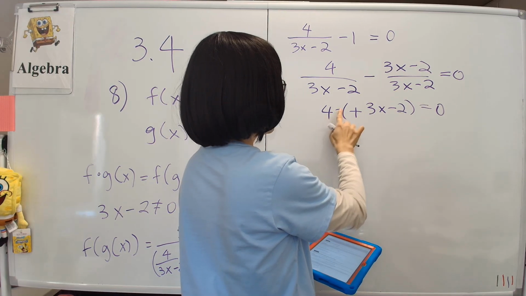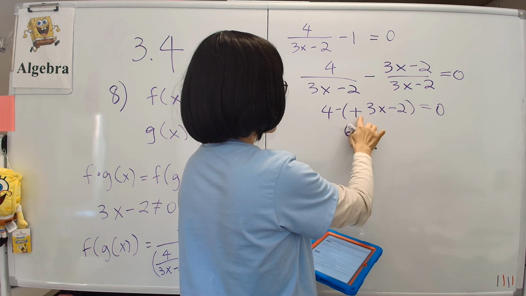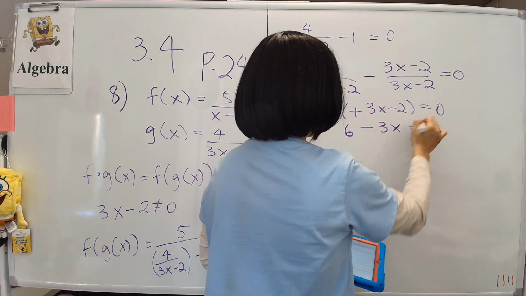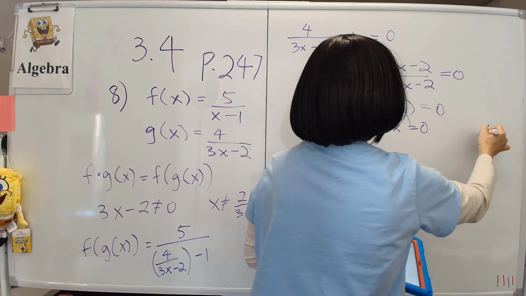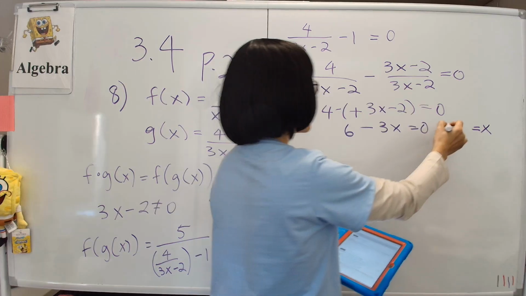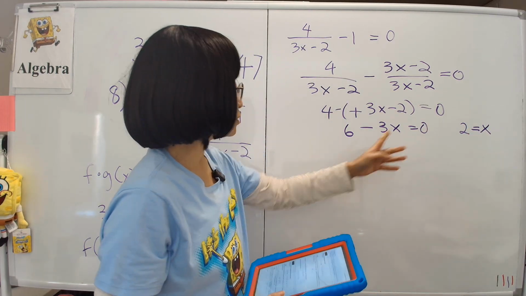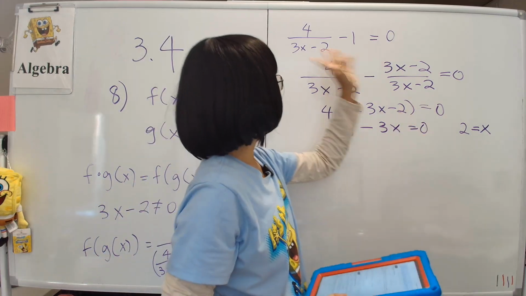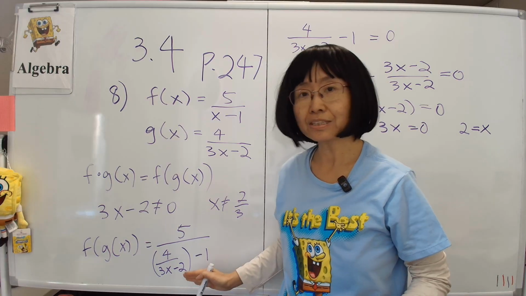This is 4, okay, minus minus becomes plus, that's 6. And then 6 minus 3x equal to 0. And let's put the x to the other side. So then x equals 6 over 3, which is 2. Okay, and so x equal to 2 is the other unacceptable position, because if x is 2, then this thing equals 0, which makes the denominator 0, which is not acceptable.